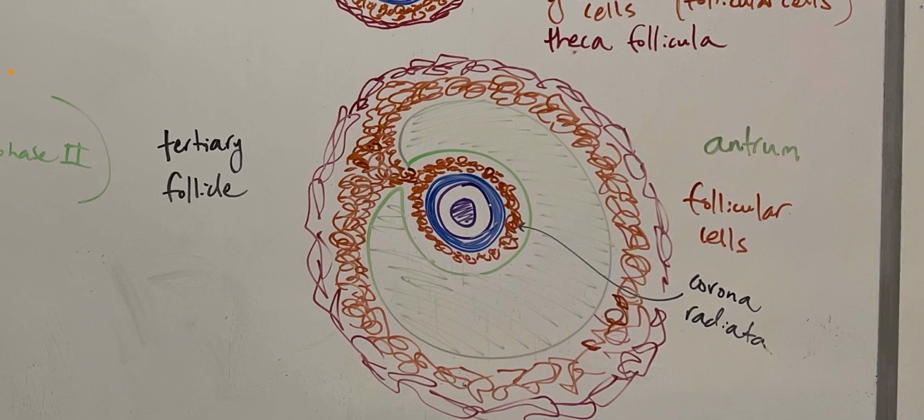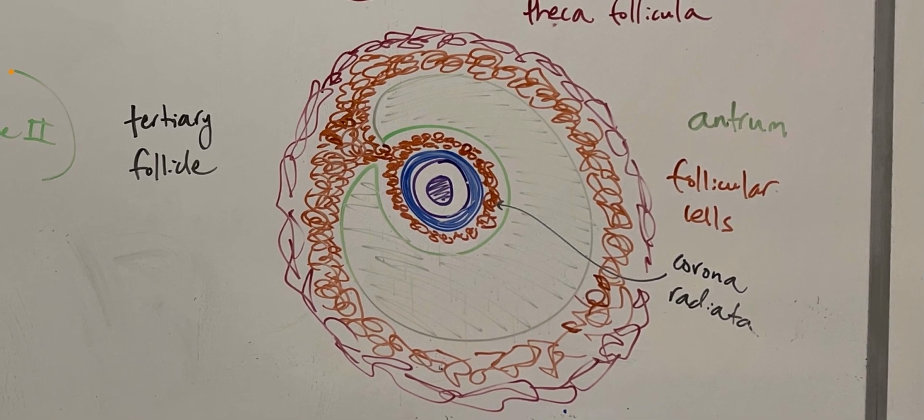We started out with a couple dozen that went through this development for this particular menstrual cycle, but by the time we get to the stage of the mature follicle, which is after this tertiary one, only one of them remains. All the other follicles have been discarded. So you got one that remains.